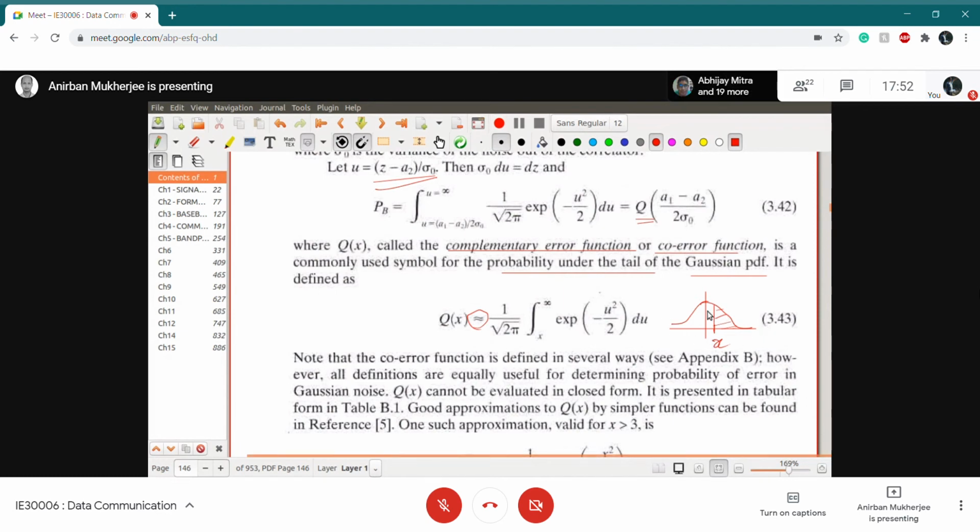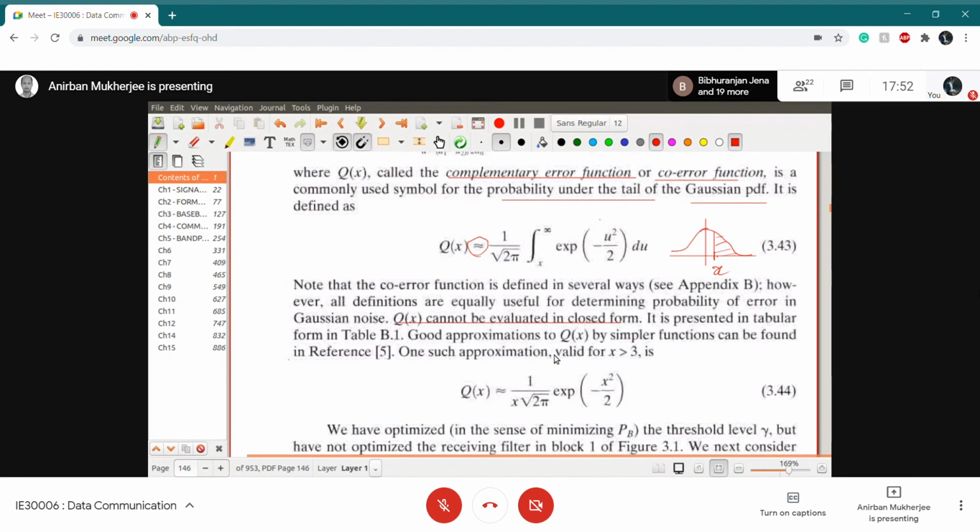Please remember, Q(x) cannot be evaluated in closed form. If I give you x, you cannot just calculate Q(x), because you have to calculate this area by integration, which cannot be done in closed form. But there are certain very good approximations. Please read these approximations; if you Google it you will find them, or in reference 5, one such approximation is valid for x greater than 3.